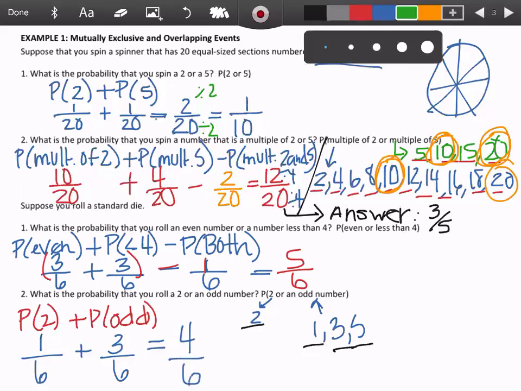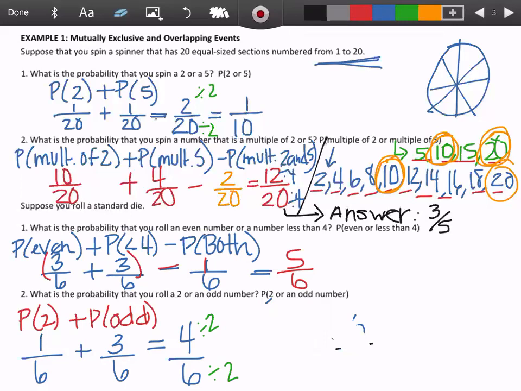We need to reduce this. You'll need to reduce on your lesson check as well. You can divide the numerator and the denominator by 2. And if we do that, we get a fraction of 2/3. So the probability that you roll a 2 or an odd number is 2/3.